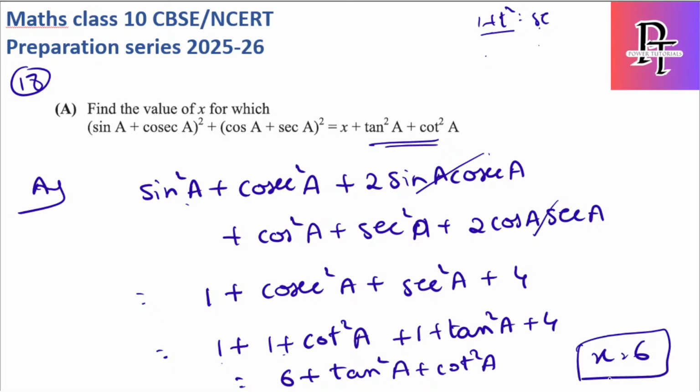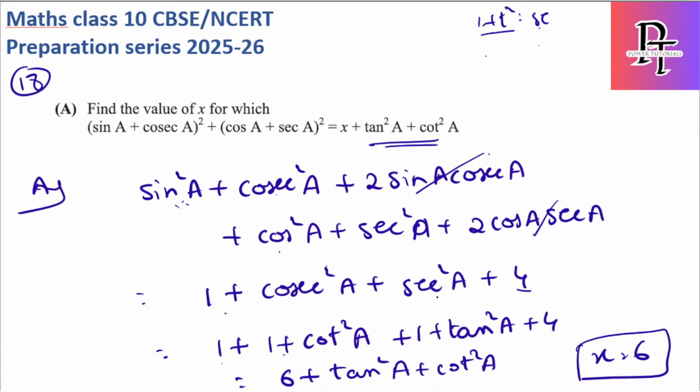Okay, this question is very easy. Just simply use the a plus b whole square formula, which becomes sin square a plus cosecant square a plus 2 sin a cosecant a plus cos square a plus secant square a plus 2 cos a secant a. Sin is the inverse of cosecant, so if you multiply them it becomes 1. So 2 plus 2 will become 4.